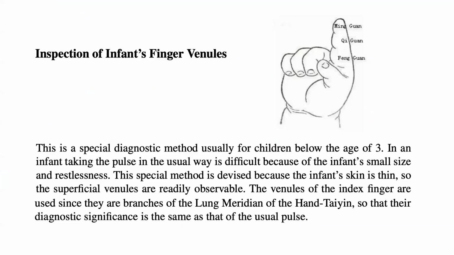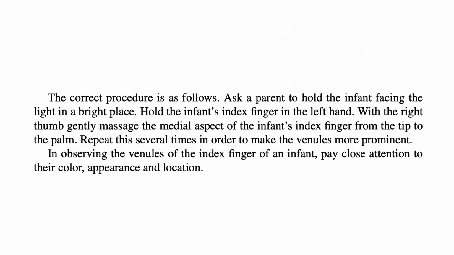The venules of the index finger are used since they are branches of the long meridian of the hand tai yin, so that their diagnostic significance is the same as that of the usual pulse. The correct procedure is as follows. Ask a parent to hold the infant facing the light in a bright place. Hold the infant's index finger in the left hand. With the right thumb, gently massage the medial aspect of the infant's index finger from the tip to the palm. Repeat this several times in order to make the venules more prominent.